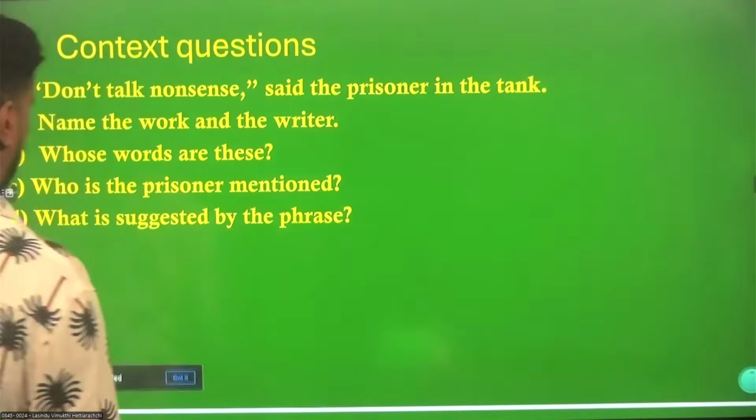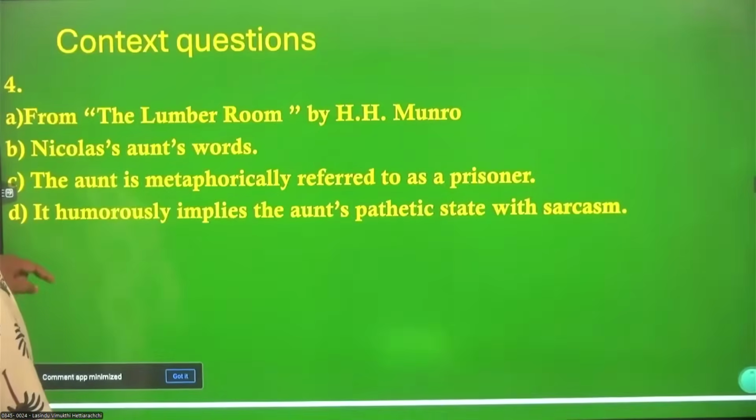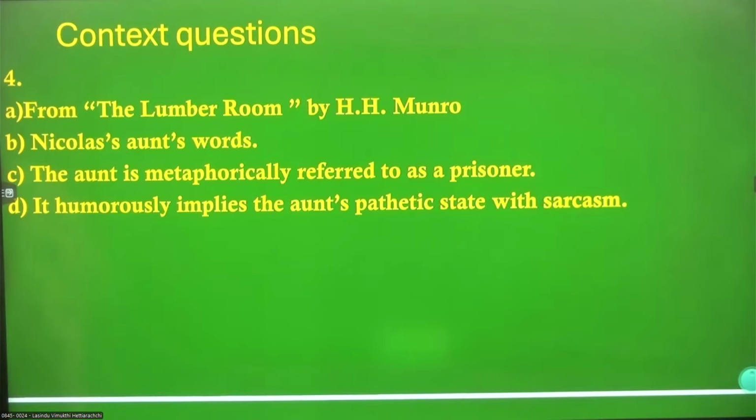Okay, let's check the answers. These are the answers that we have given. Yes, this is taken from the prose passage The Lumber Room by H.H. Munro, or else you can use the word Saki, his pen name. Nicholas's aunt's words are highlighted here. The aunt is metaphorically referred to as a prisoner.